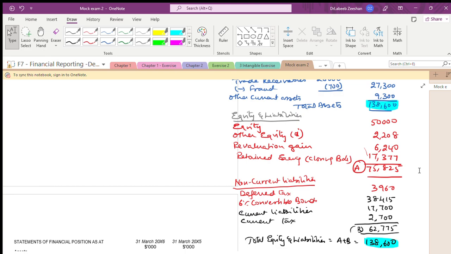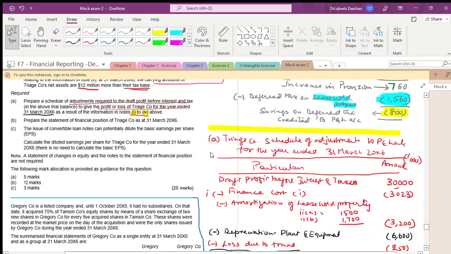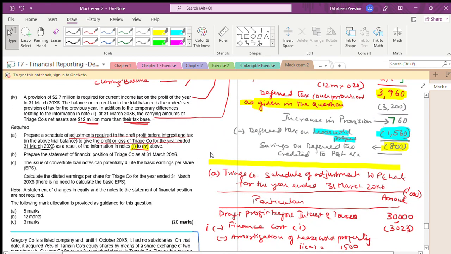Okay. This is point number 2. Wait for a while, we will complete point number C. Very small one, 3 marks only. The issue of convertible loans can potentially dilute the basic earnings per share. Calculate the diluted earnings per share for the year ended 31st. Calculate the basic earnings per share also.